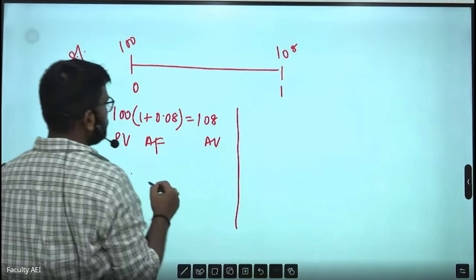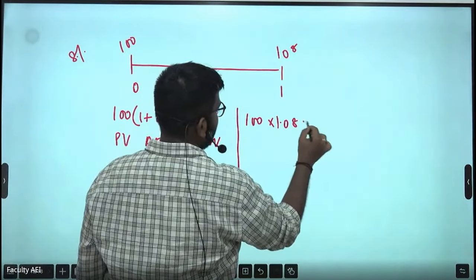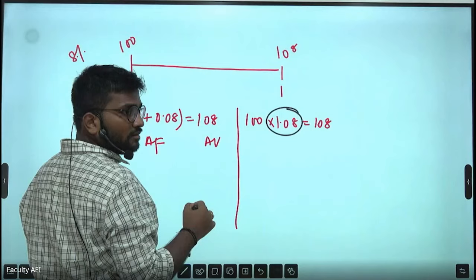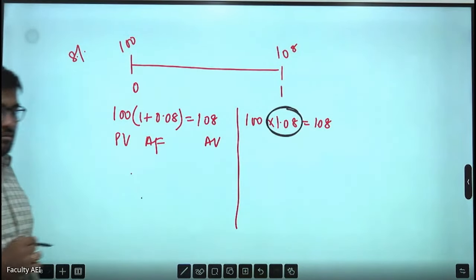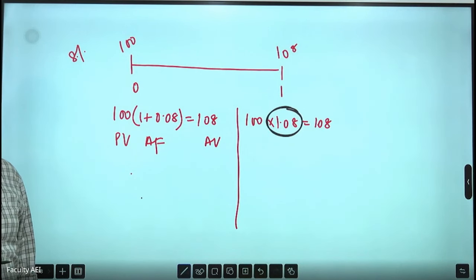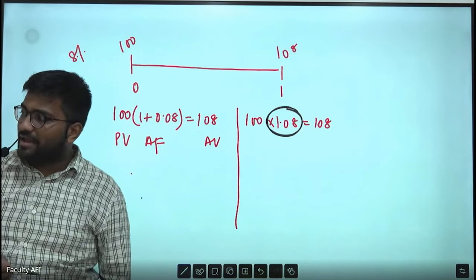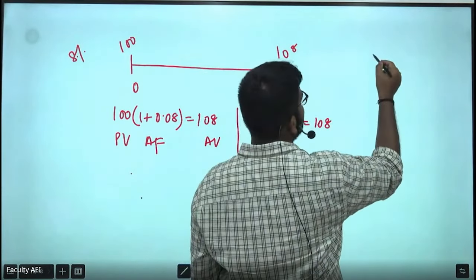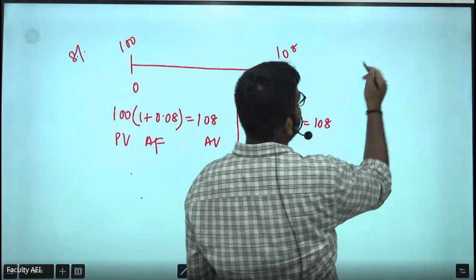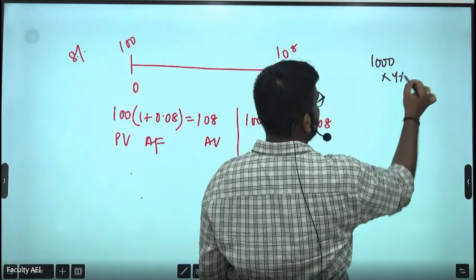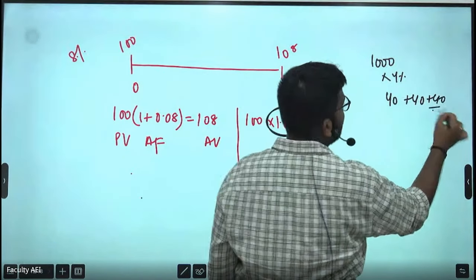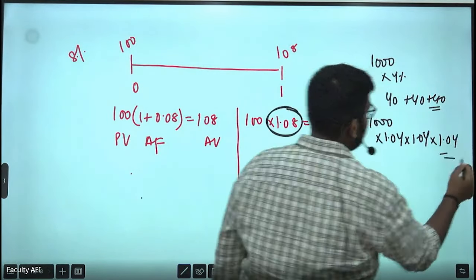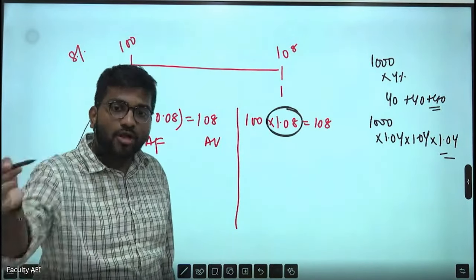Now, 100 into 1.08 is 108. So when you multiply by this factor, you get the accumulated value. Okay. So why cannot we multiply accumulation factor in simple interest? Because whenever you're doing simple interest, your fund is accumulating at 40. So it's 40 plus 40 plus 40 every year. It's not 1000 into 1.04 into 1.04 into 1.04 every year. Okay, your amount is constant.